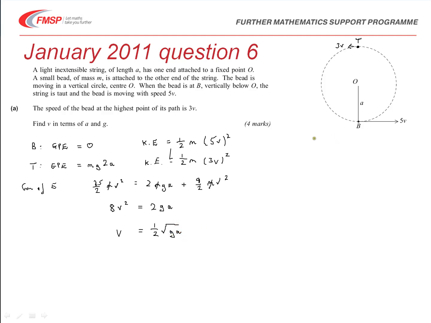4 marks for that question. So a method mark for analysing the energies correctly, and an additional mark for accuracy if you've got all the energies that you should have in place. Retaining the 8v squared being equal to 2ga, part mark way through there, and then square rooting and obtaining the correct expression for v gives you your 4th mark.